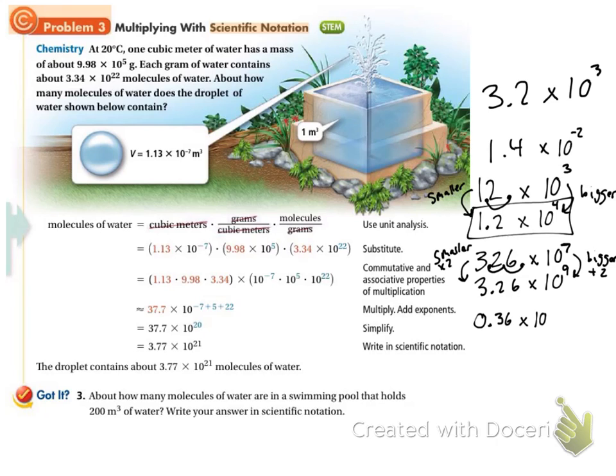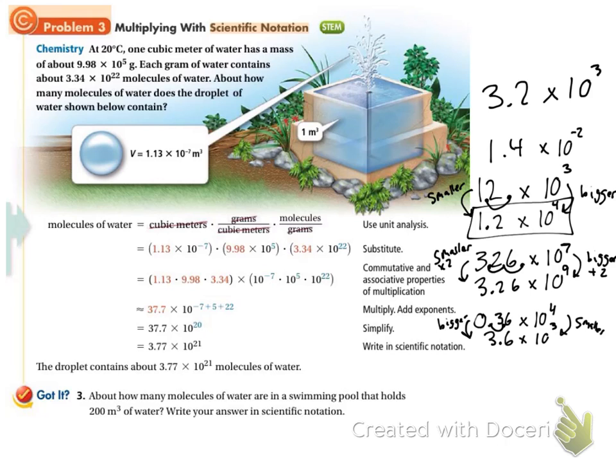So let's say we have 0.36 times 10 to the 4th. Right, I need to move it this way so that this turns into 3.6, right? So that got bigger just once. So over here we need to get smaller. So this will turn into a 3.